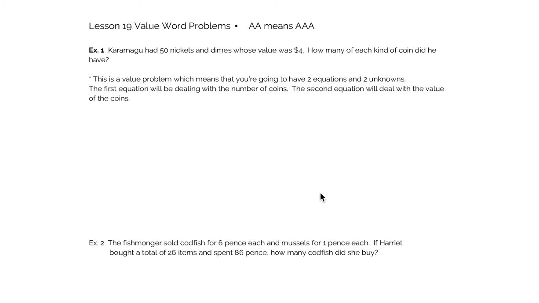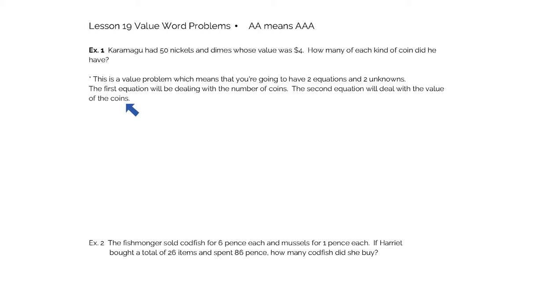But the note that I have here says that this is a value problem, which means that you're going to have two equations and two unknowns. Remember that you have to have as many equations as you have unknowns. The first equation will be dealing with the number of coins, like we have 5 nickels and 12 dimes. The second equation will deal with the value of the coins. So we know that each nickel is worth 5 cents and each dime is worth 10 cents.